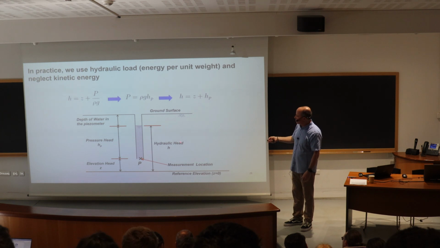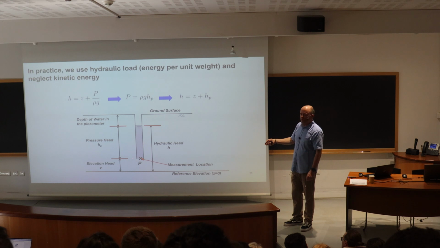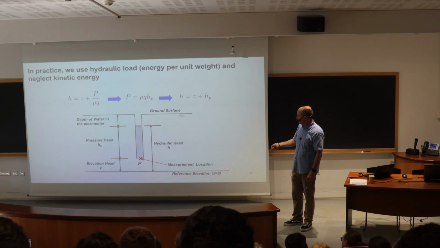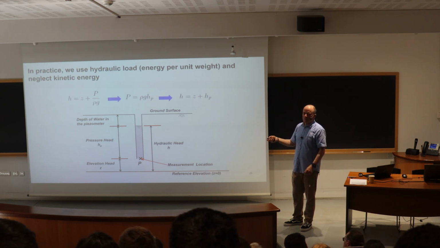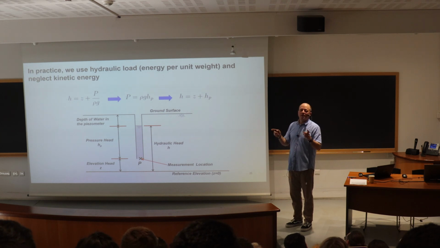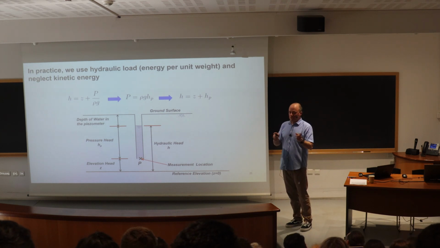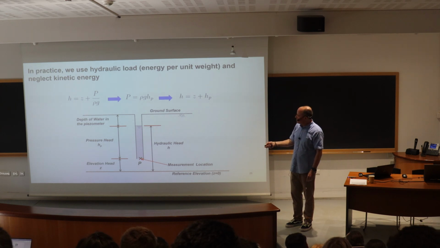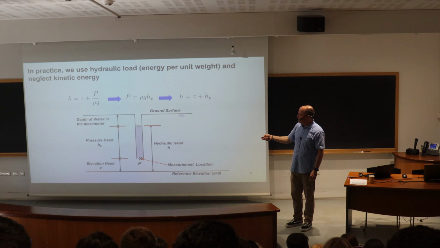This is a cross-section that shows the ground surface. This would be, say, a piezometer open at the bottom. This is the measurement point. The elevation head is the elevation of this point with respect to a reference elevation, which is arbitrary. We pick it somewhere, but we have to be consistent. If we compare two measurements with one another, we have to have the same reference elevation. And then the pressure head is simply the fluid pressure at that point, which is shown by the height of the water column in the piezometer. So it's basically this here.